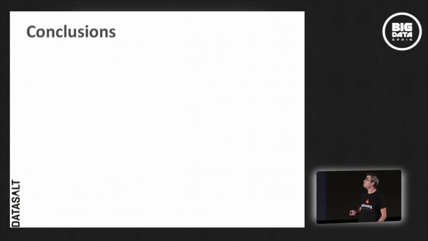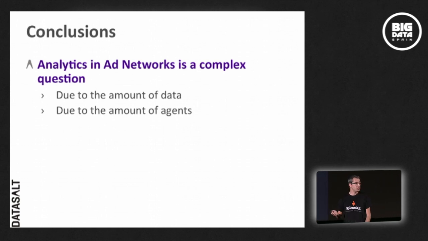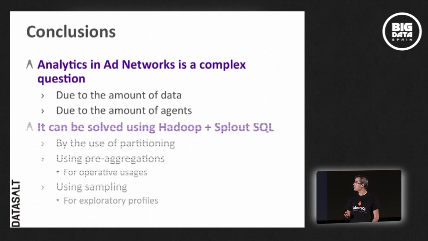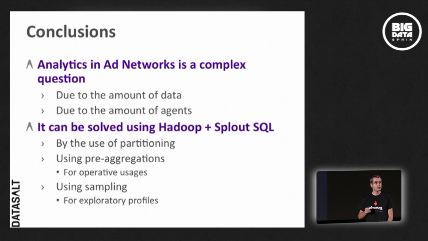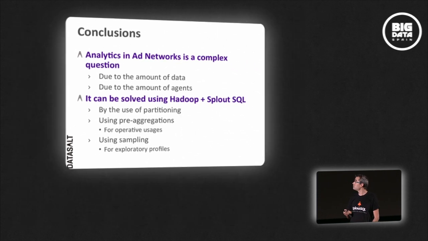So in conclusion, analytics in ad networks is difficult because of the amounts of data and the amounts of agents, but you can find a solution if you use Hadoop and Splout SQL, by using partitioning, by using pre-aggregations for operational usage, and by using sampling for exploratory profiles. And that's all. If you have any questions.